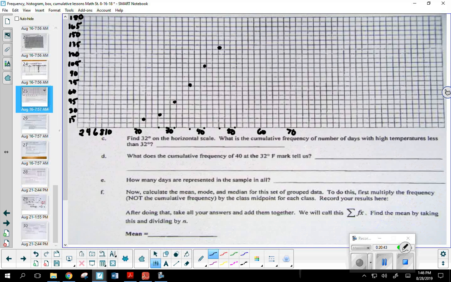51.5 would be right about there. 151. Okay. There we go. Maybe right about there. We're almost there. 56.5, 246.5. So let's start right about here, going up to 164. Is that on the line right there? Okay, so close.